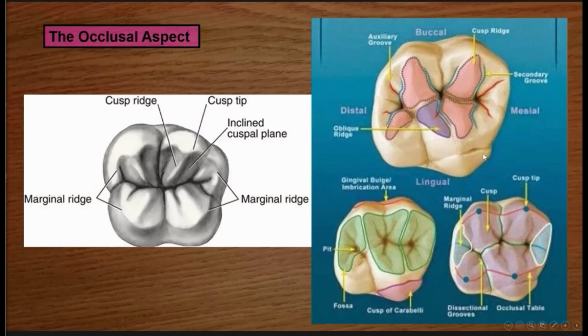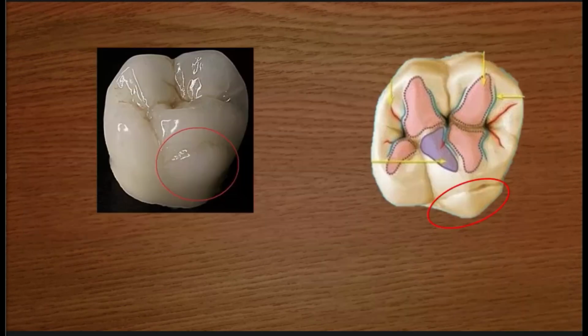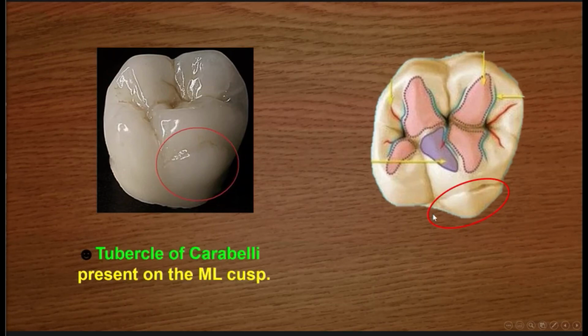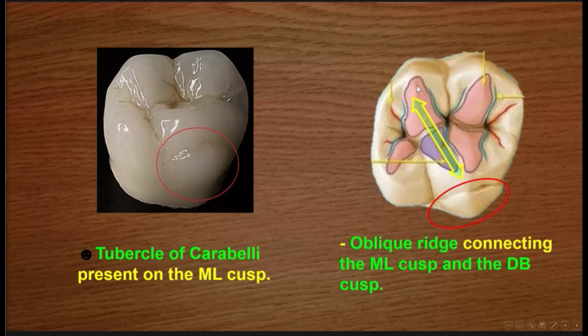So here you can see the cusp of Carabelli is present here, and these are the fossas present: one central fossa with two triangular fossas on both sides, and there is a fossa here also. This is known as the distal fossa. This is a detailed picture. You can see the cusp of Carabelli, the tubercle of Carabelli, and the oblique ridge. You see the oblique ridge connecting the two transverse ridges, one on the mesiolingual cusp, one on the distobuccal cusp.